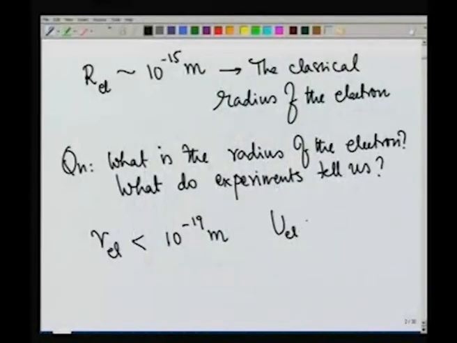However, if you look at the expression for U electrostatic, we find that the energy goes like 1 over R, that is, the electrostatic energy of the charge distribution increases indefinitely. It diverges like 1 over R, therefore as R goes to 0, U electron goes to infinity. This is a major problem, and it clearly tells us that the naive idea of Lorentz is not going to work.